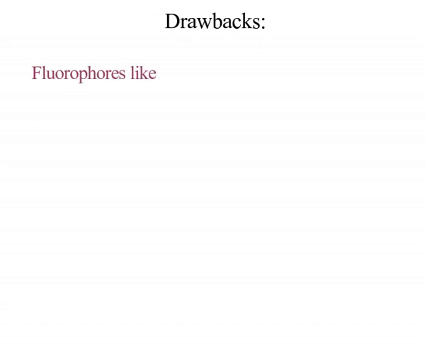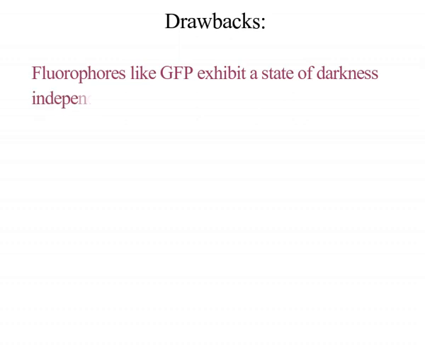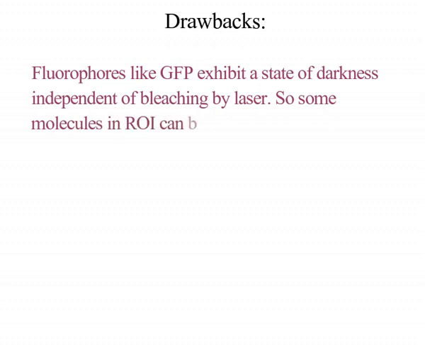Fluorophores like GFP exhibit a state of darkness independent of bleaching by laser. So, some molecules in the region of interest can become fluorescent even after photobleaching.